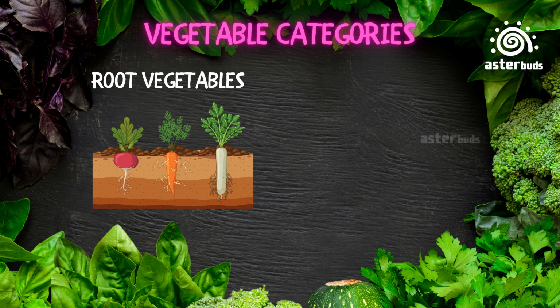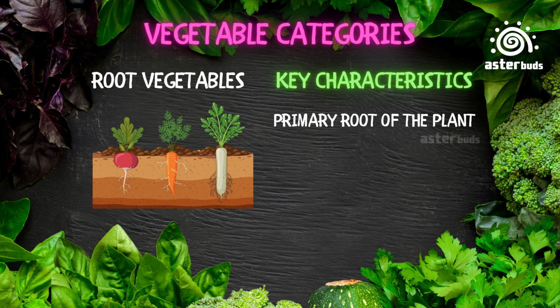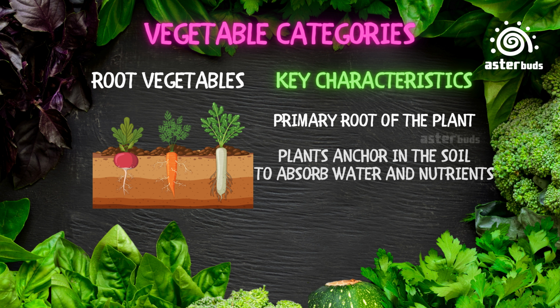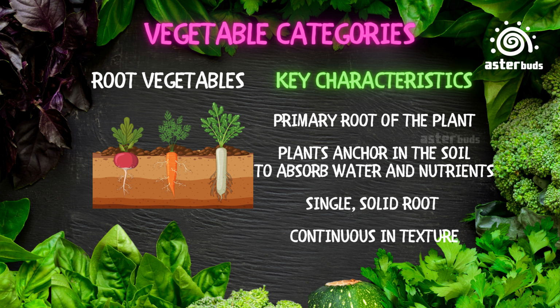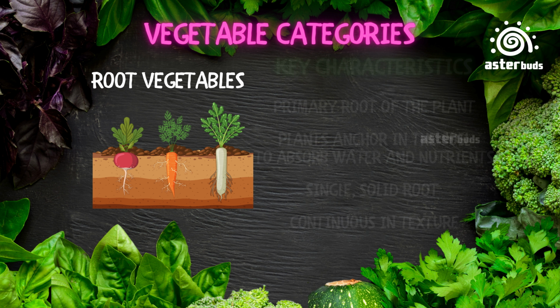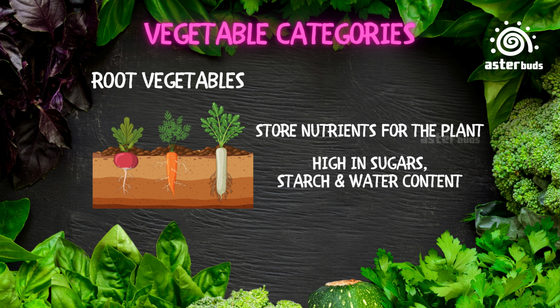Root vegetables. A root vegetable is the primary root of the plant that grows downward. It acts as the plant's anchor in the soil to absorb water and nutrients. They are a single, solid root and continuous in texture. Example: carrots, beets, radishes. Root vegetables store nutrients for the plant. They are high in sugars, starch, and water content.